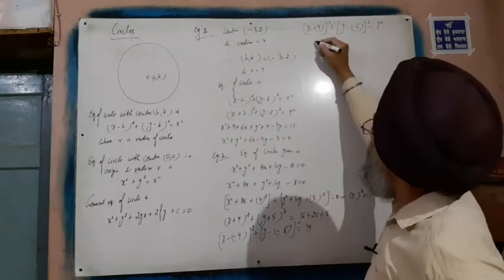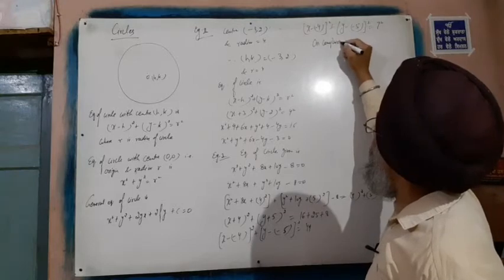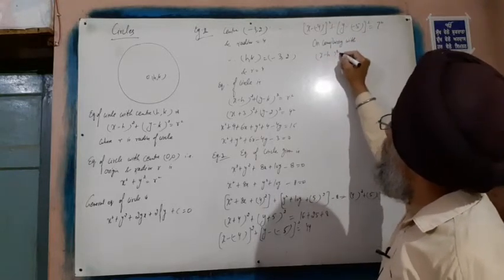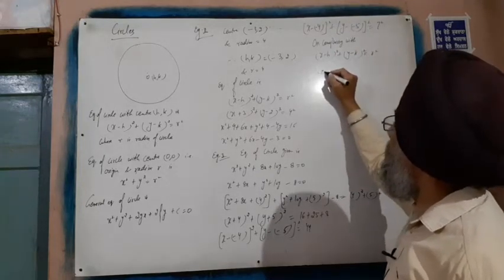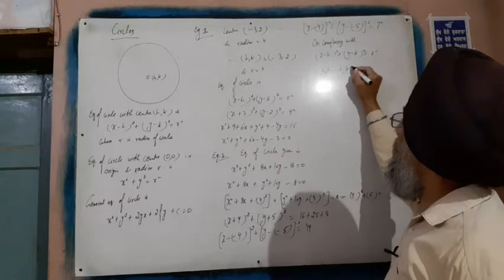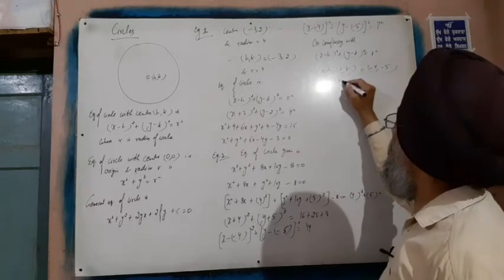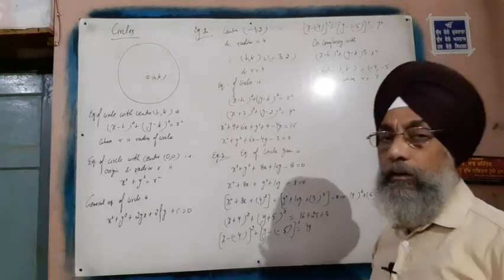On comparing with x minus h whole square, y minus k whole square is equal to r square. Center h k is equal to minus 4, minus 5 and radius r is equal to 7. Clear?